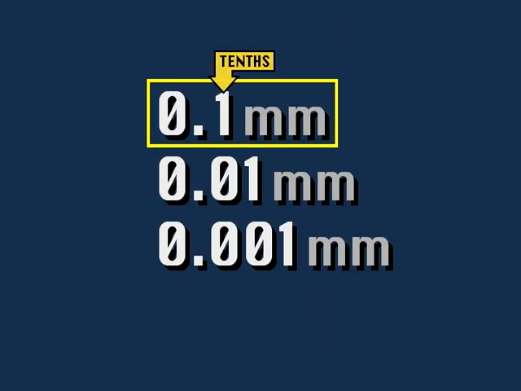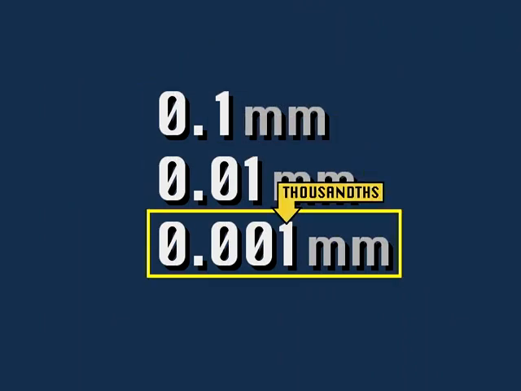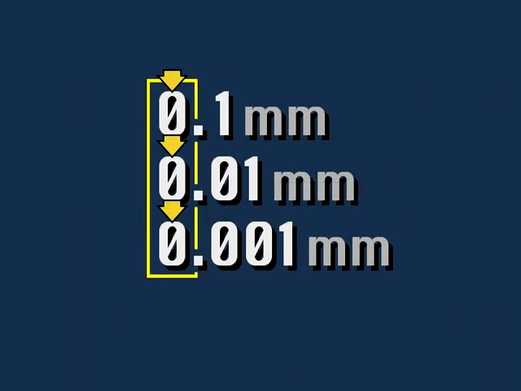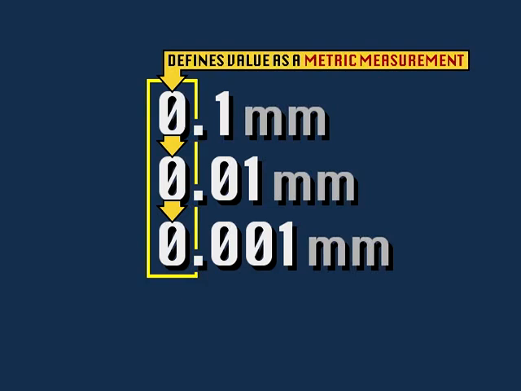Millimeters can be divided into tenths, hundredths, or thousandths. Notice the 0 to the left of the decimal point. This helps to define the value as a metric measurement. Inch measurements typically do not have a leading 0.